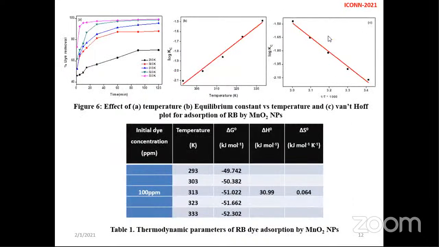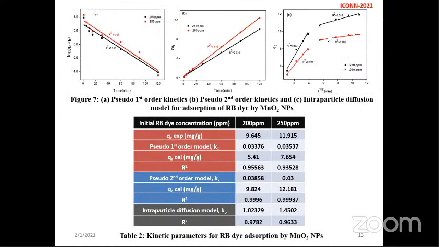Temperature variation was also done, and at around 50 degrees Celsius the adsorption increases, meaning that on increasing the temperature, the adsorption efficiency increases. From the Van't Hoff plot, we got the thermodynamic parameters, and delta G was found to be negative, which signifies that the adsorption process is favorable. We have also done the kinetic study, and from the R square value, our adsorption study fits well with pseudo second order kinetics.